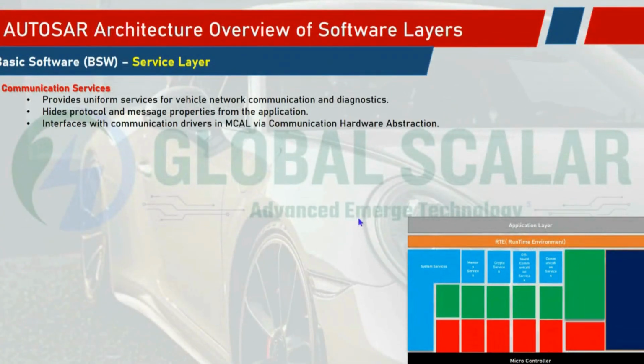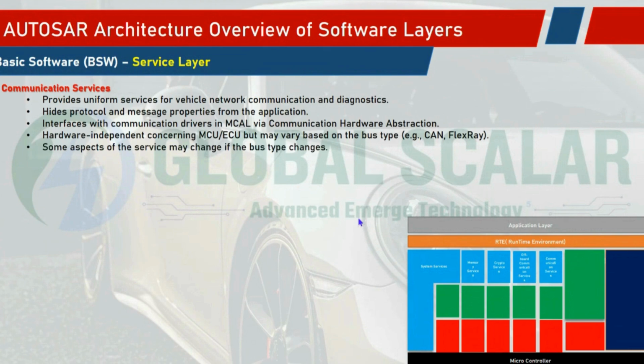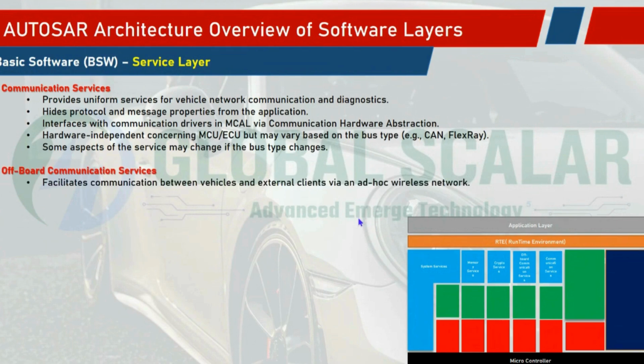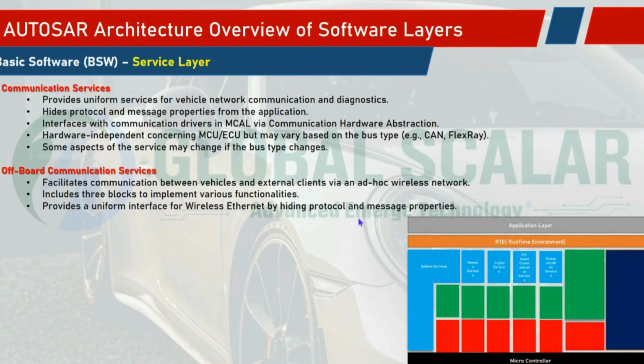It provides uniform services for vehicle network communication and diagnostics, and hides the protocol and message properties from the application, and interfaces with the communication drivers in the MCAL via the communication hardware abstraction. It is hardware independent, but it depends upon the bus type, and the services may change if the bus type changes. And we have the off-board communication services. They facilitate the exchange of data over wired or wireless networks between different vehicles, and it includes three blocks of various functionalities.